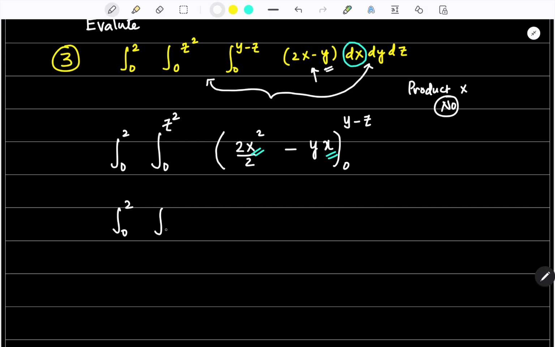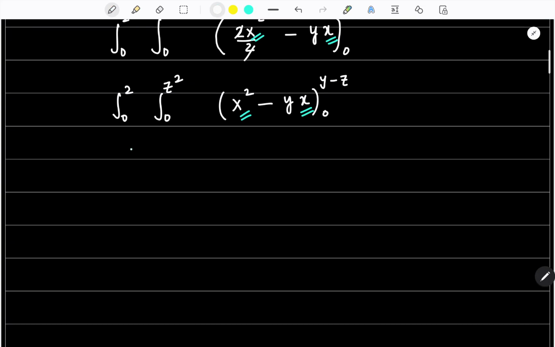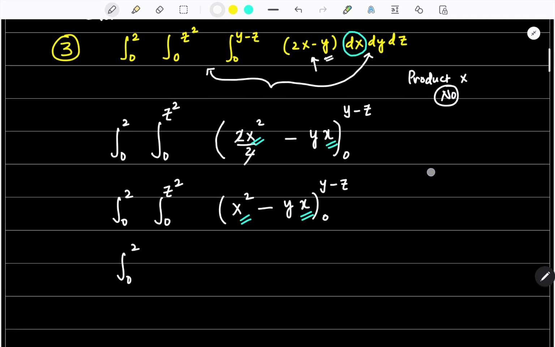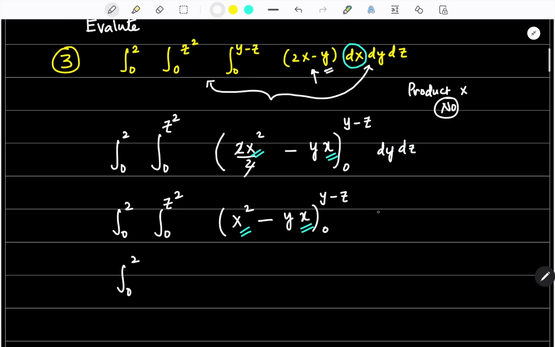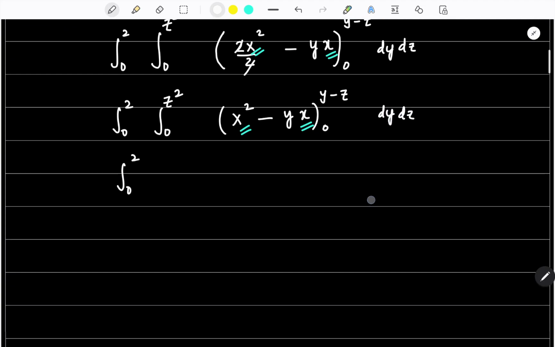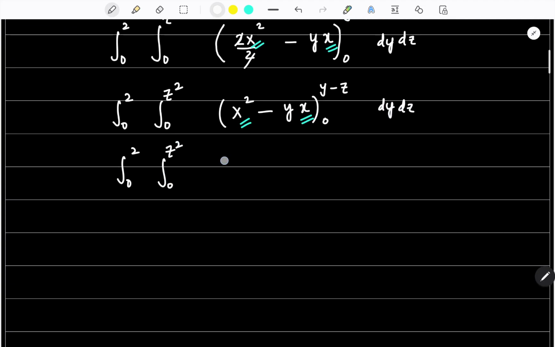So integral 0 to 2, integral 0 to z square. This 2 gets cancelled. Let me write one more time: x square minus yx, from 0 to y minus z. We are going to put the limits for x. So this is equal to integral 0 to 2, I just forgot the differentials, dy dz. Integral 0 to 2, integral 0 to z square, upper limit substitution y minus z the whole square minus y into y minus z, minus lower limit substitution, here 0 and here 0, into dy into dz.